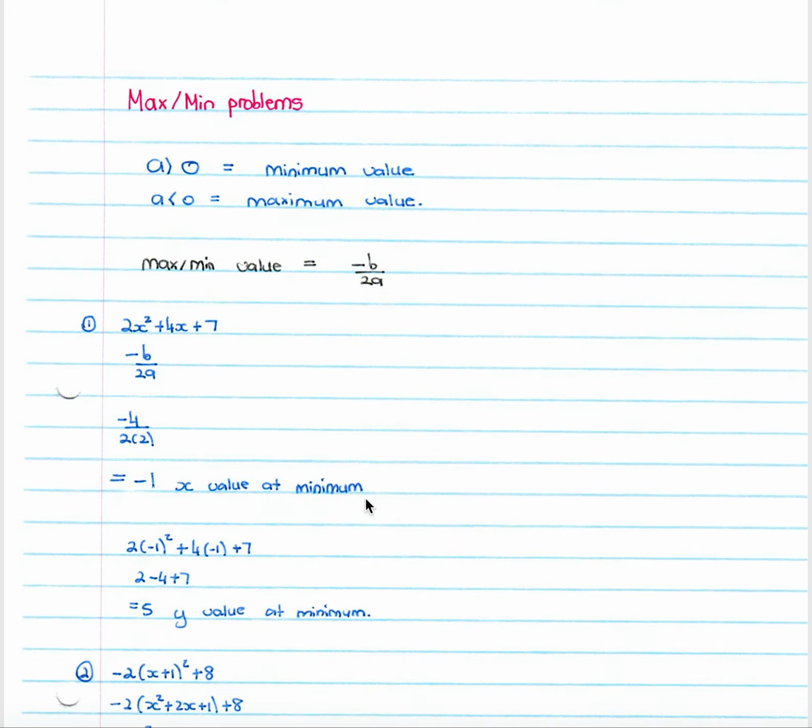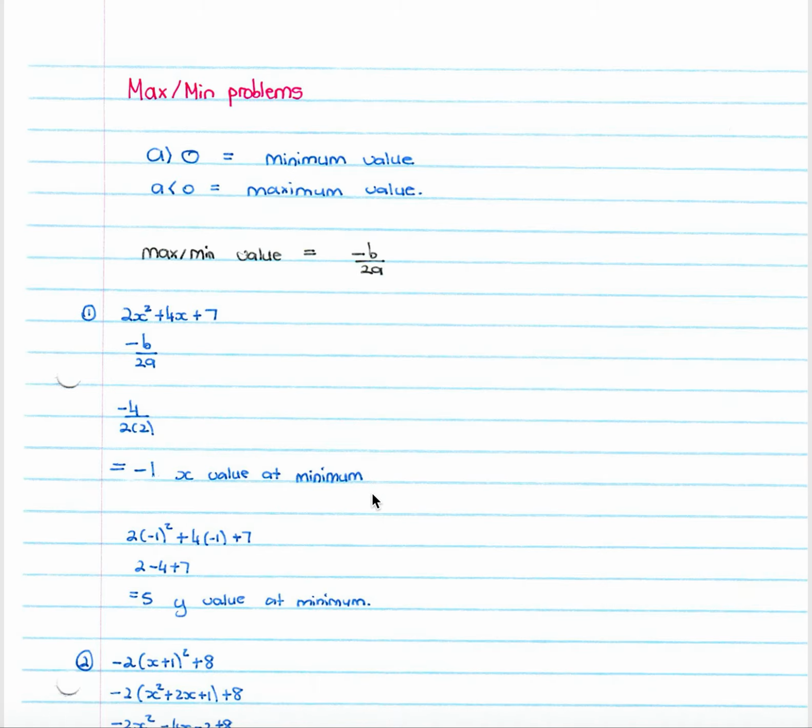Now we look at max and min problems. With a quadratic equation, if your a value, which is your coefficient of the x squared term, is greater than 0, you will have a minimum value. If your a value is less than 0, you will have a maximum value. In order to find out what that minimum or maximum is, we use this equation: negative b over 2a.